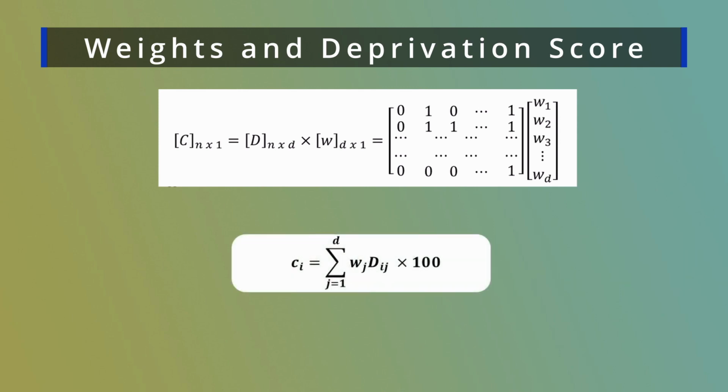Ci is the total deprivation score of the ith household. The total deprivation score of the ith household is actually the weighted deprivation of different indicators, and this is denoted by Ci. The value of Ci across the households varies from 0 to 100. 0 means not deprived, and 100 means the household is deprived in all the indicators. Therefore, as Ci increases, the level of deprivation gradually increases.